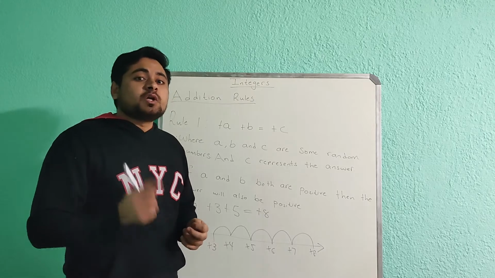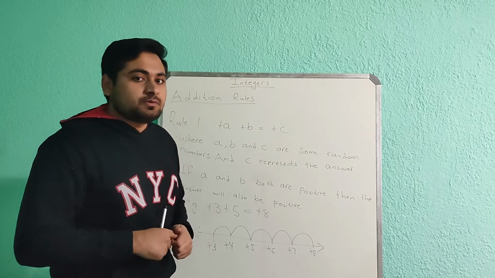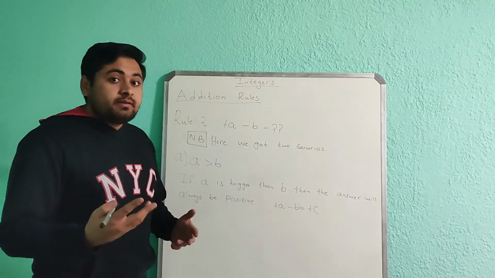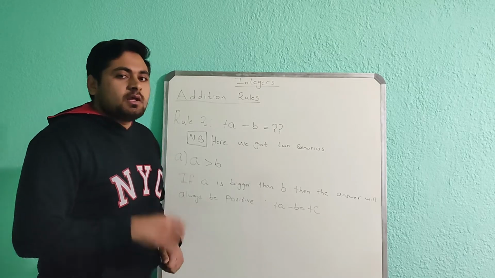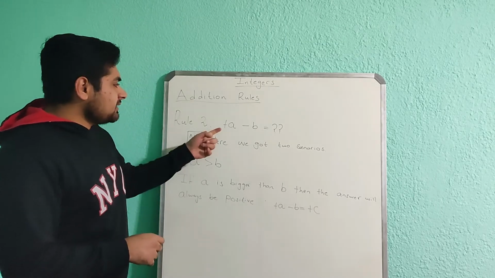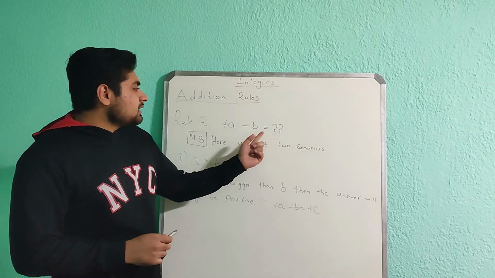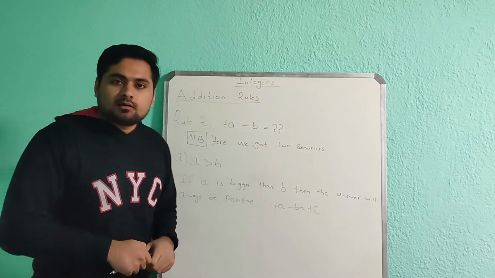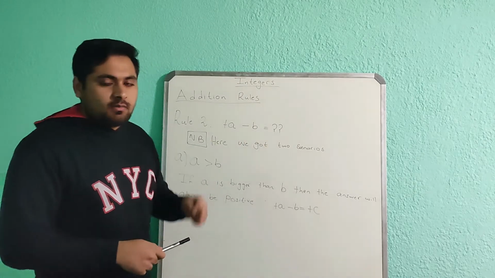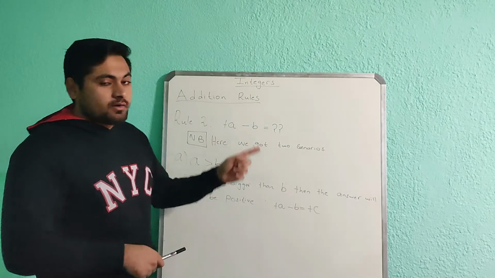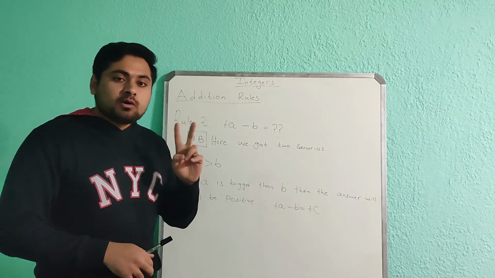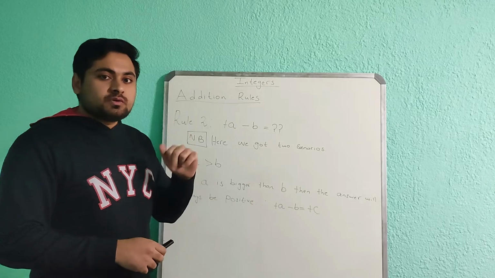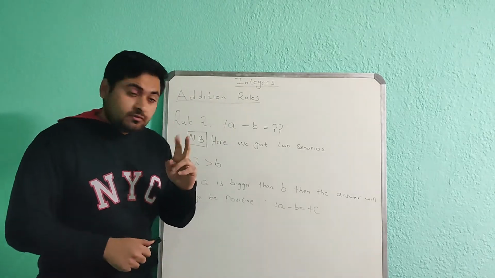So let's move on to rule 2 and see what it says. Rule 2 says that plus A minus B is equal to question mark. Why did I put the question mark? Because in this scenario, we have two alternatives. We got two different things. What are those two different things?